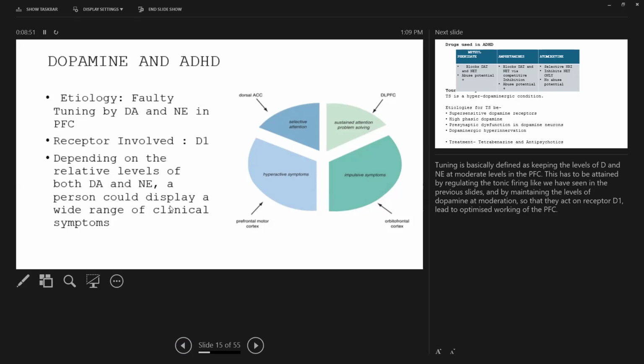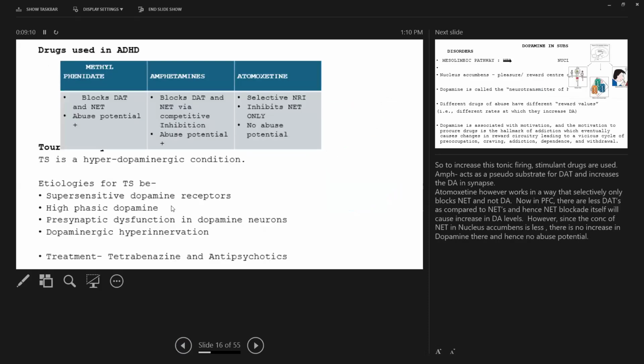So there is faulty tuning between dopamine and norepinephrine in the prefrontal cortex, and the receptors involved are D1 receptors. And depending on the relative levels of both dopamine and norepinephrine, a person would show symptoms of ADHD. And now the drugs which are used in ADHD are methylphenidate, amphetamine, and atomoxetine.